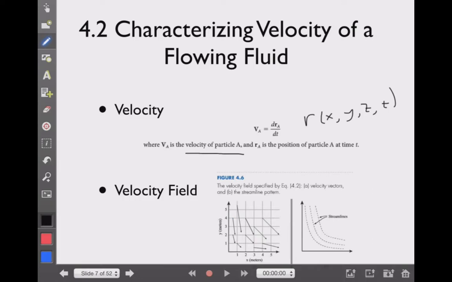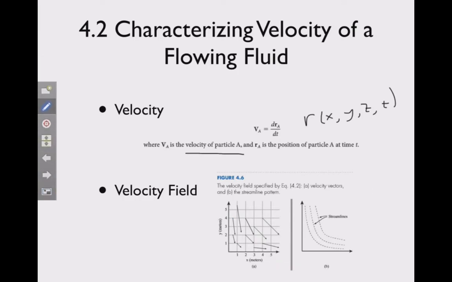The alternative approach now is to specify a velocity field. And the book does actually a nice job of this. You'll see in the book there's an equation that gets written down. The velocity vector for these two graphs on the right here is 2x, the units of that are inverse seconds, i hat, minus 2y j hat. That's the equation for this velocity field.